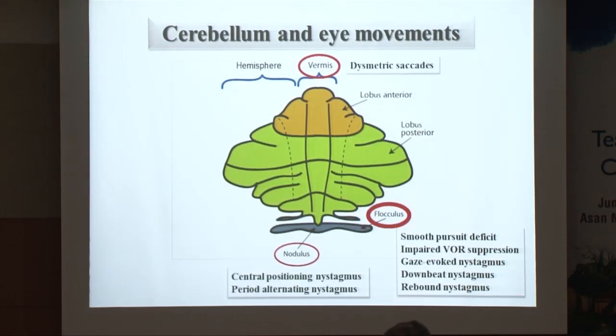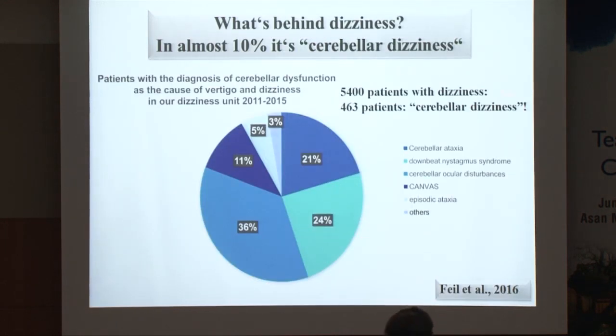To summarize that up, flocculus: smooth pursuit, impaired VOR suppression, gaze-evoked nystagmus, downbeat and rebound nystagmus; vermis and fastigial nucleus: dysmetric saccades; and the nodulus: central positioning nystagmus and periodic alternating nystagmus. And once again, we just summarized these findings here, presented it on a poster at the ERN meeting. So about 10% of patients with dizziness have a cerebellar dizziness. And the key to the diagnosis is examine the eye movements, and then you make a correct diagnosis.